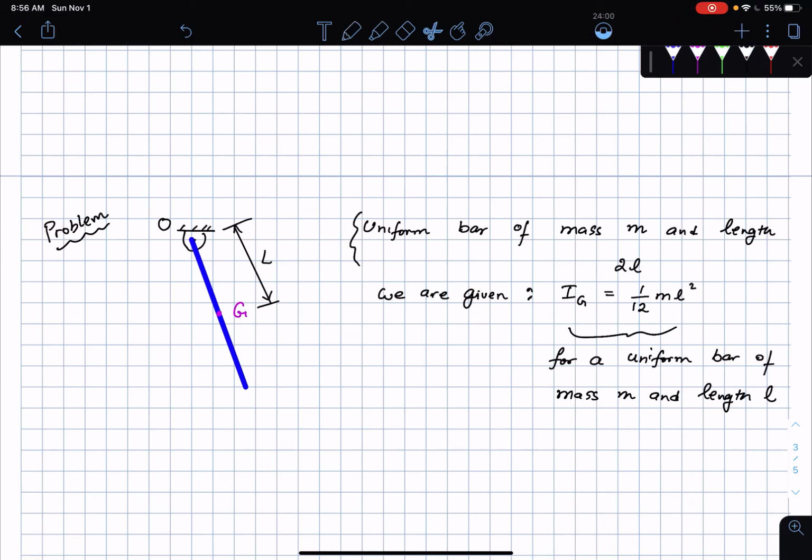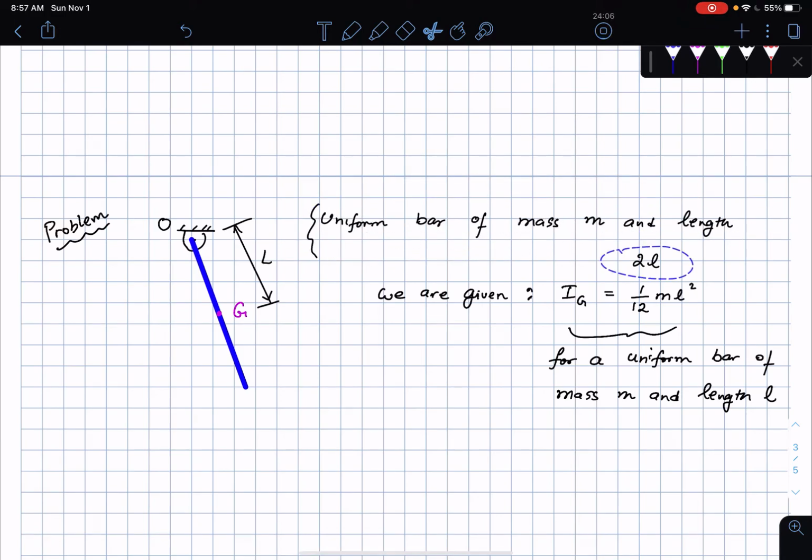Let me do a few adjustments. The length here is 2 times capital L. This is a generic formula, or a generic expression: Ig is 1/12 mL square.